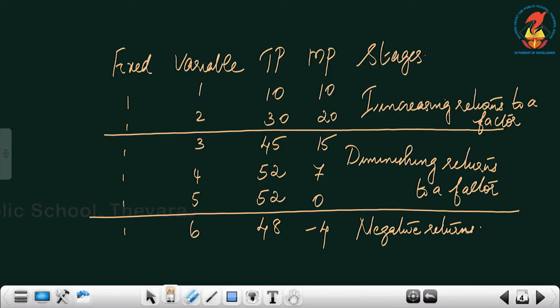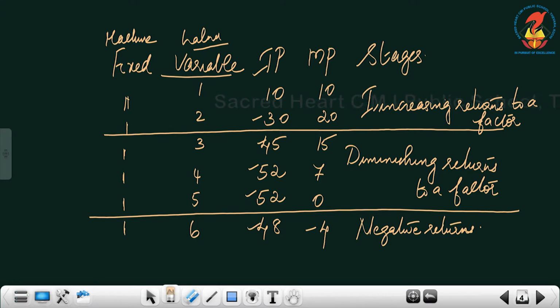Now this is the table. For the fixed factor, for example, we will take the case of a machine. It will be 1, 1, the same figure throughout. The variable factor we can assume as labor. Here the values of total productivity are given as 10, 30, 45, 52, 52 and 48. The same table which we have learned before. Now let us see the marginal productivity. Marginal productivity is 10, 20, 15, 7, 0 and minus 4.